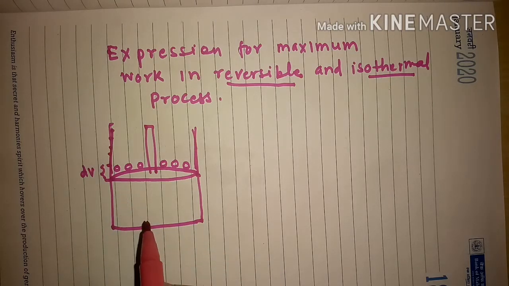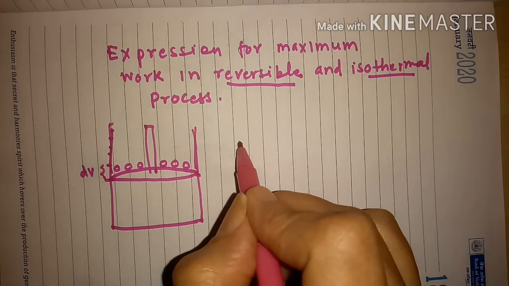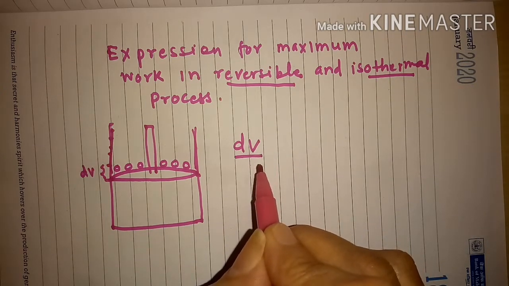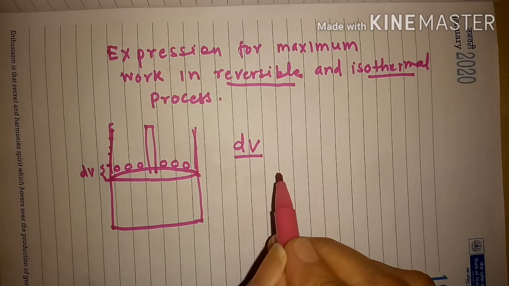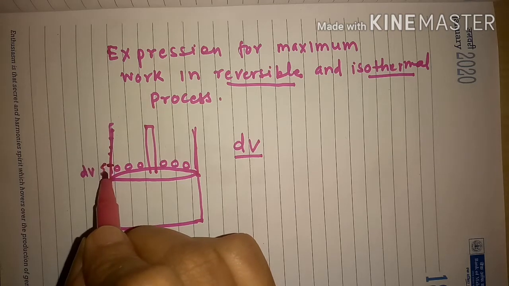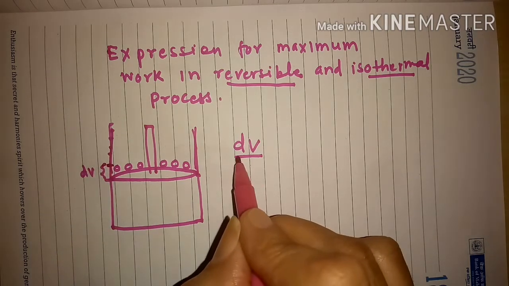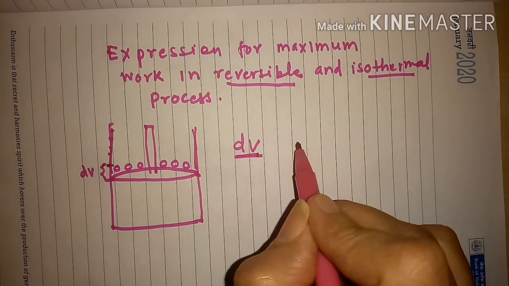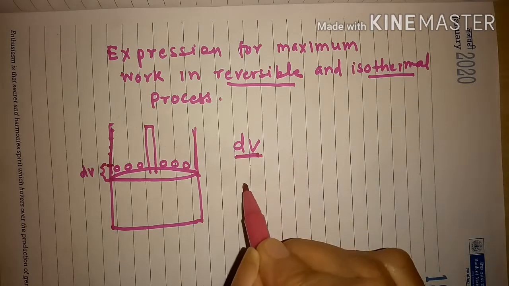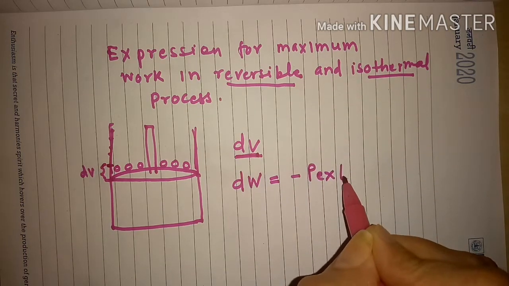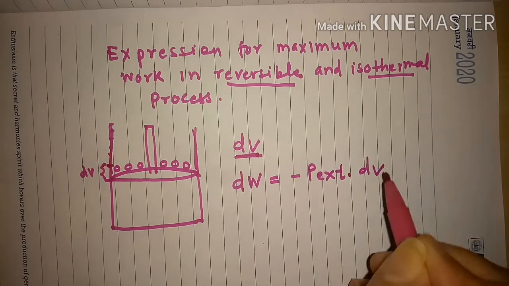Now when the volume of gas increases by an infinitesimal amount dV, infinitesimal means a very small amount, in a single step a small quantity of work is done. It means that when there is a very small increase in the volume, that is dV, in a single step, naturally the work done will again be very small, which can be denoted by dW equal to minus P external into dV.